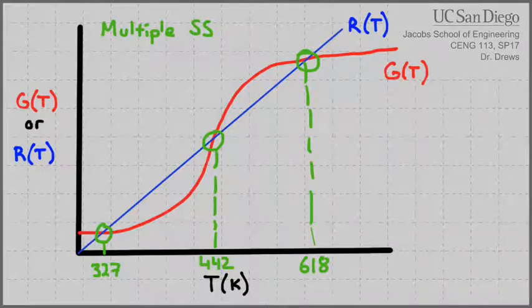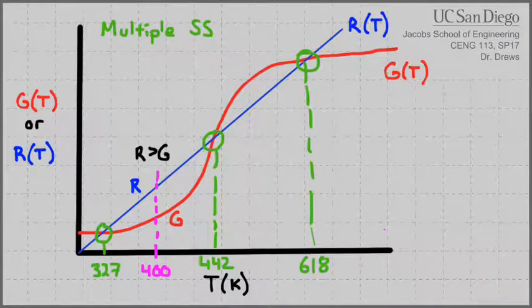For example, let's assume that the temperature of the reactor was right here. So call it, I don't know, 400. Somewhere in between the two. If I am at 400, keep in mind that this is my G of T and this is my R of T. Which one is bigger at 400 K, the rate of removal R or the rate of generation G? R, right? So if I sit down here, I have R. I'm going to do this in black. R is greater than G.